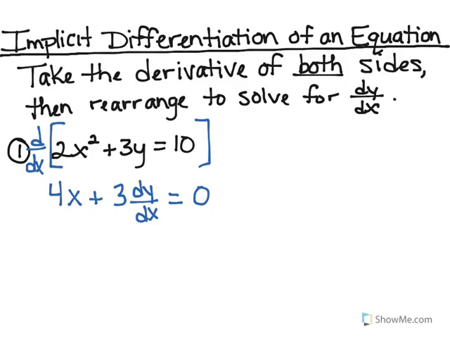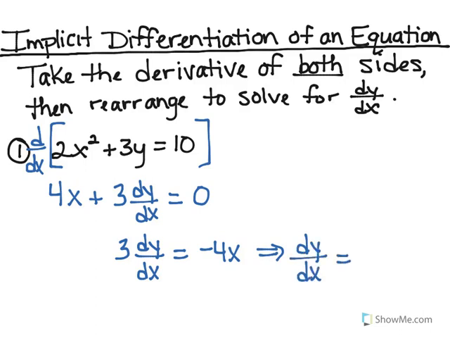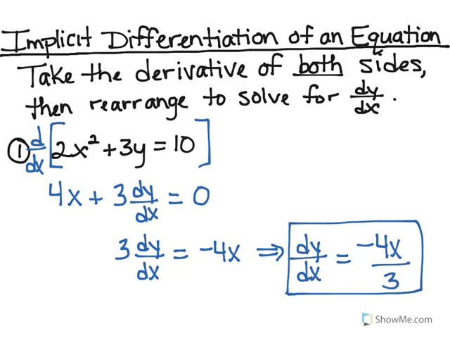So now I want to rearrange to get dy/dx by itself. I'm going to subtract 4x from both sides to get 3 dy/dx equals negative 4x. And then I'm going to divide through by 3 and end up with the derivative is equal to negative 4x over 3. And some of you are going to tell me, well, you could have gotten that just by rearranging the original equation. And you're right. But don't forget, not every equation can be rearranged.